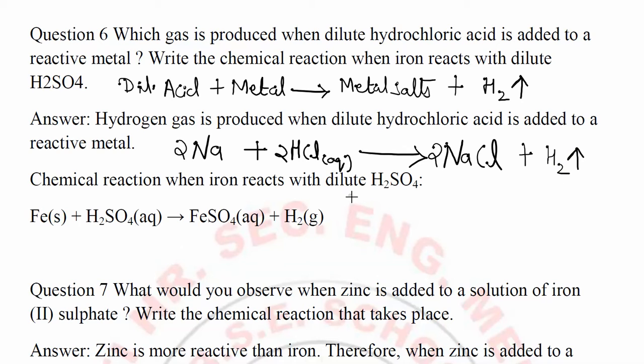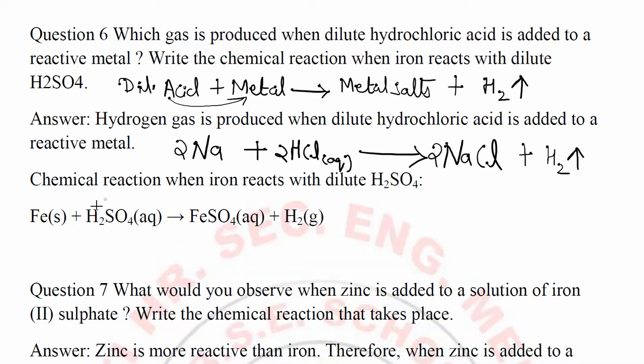So we will see that on reaction of dilute acid with metals, and those metals must be reactive metals, it will readily react to form hydrogen gas. But if we are looking at reacting iron with dilute H2SO4.